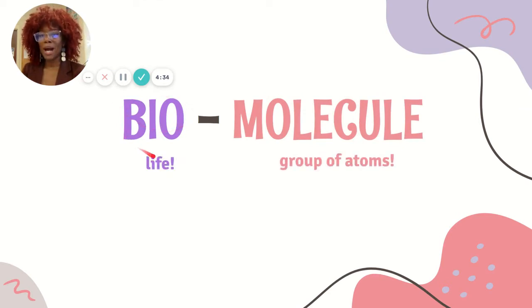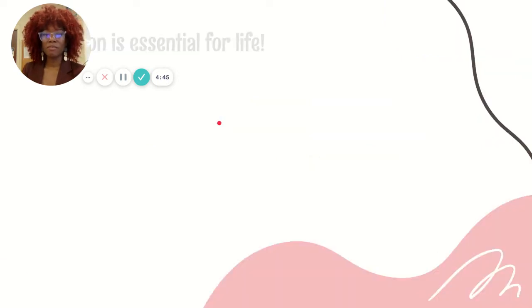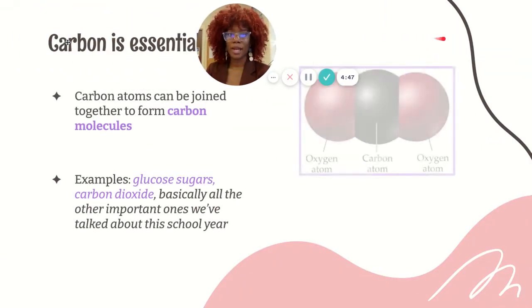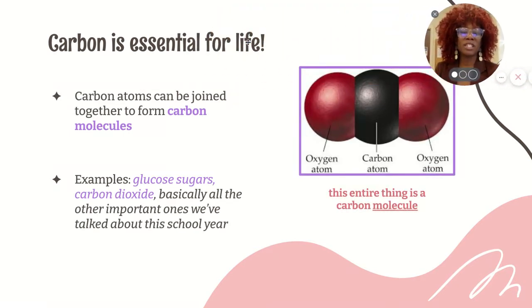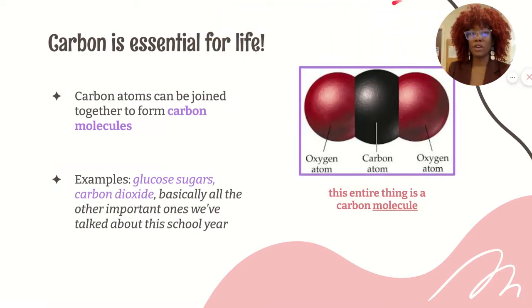So bio means life, and molecule means group of atoms. Then what does biomolecule mean as one word? Well, a biomolecule is going to be a group of atoms that give life, that are used in life. There's a specific element in general that we are very, very impressed with as humans, as all things that live. This thing is called carbon.